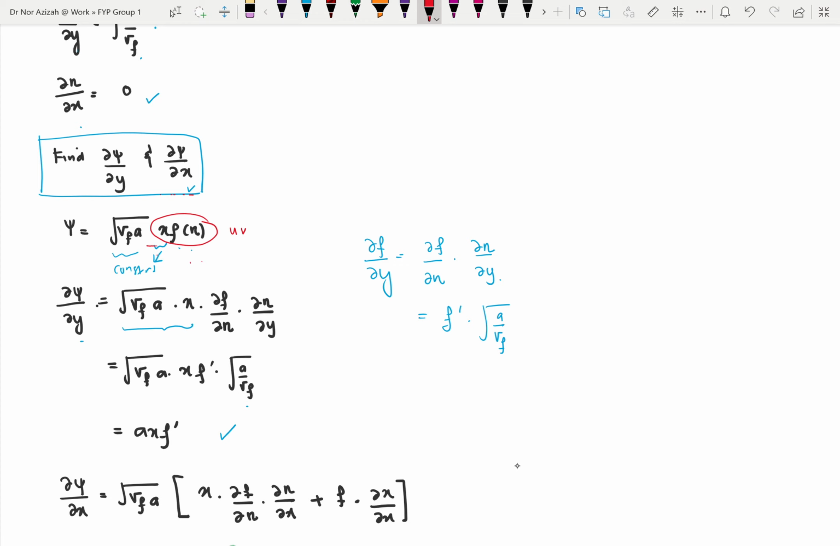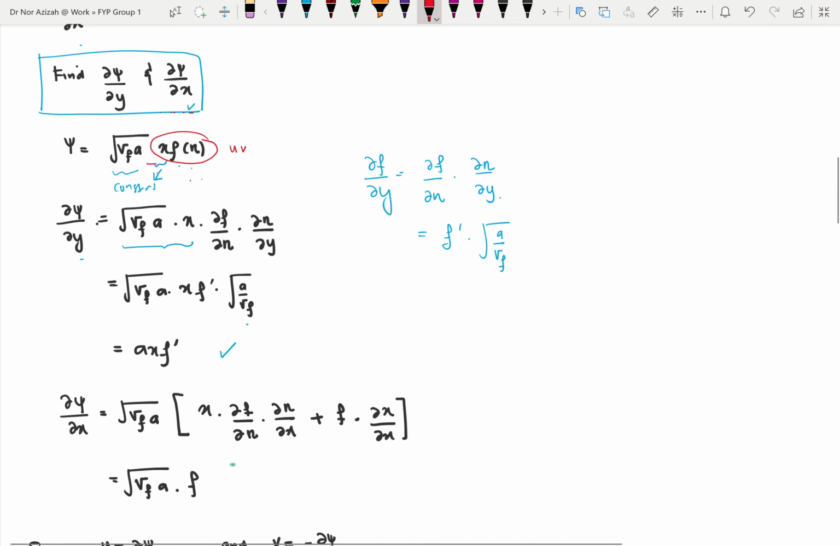So only sec nu f a is a constant, so you can take sec nu f a outside. And then for the product rule, for uv, you differentiate and you will get uv prime plus vu prime. Based on this function, you can let u equals x, v equals f. So u prime, you will get 1.